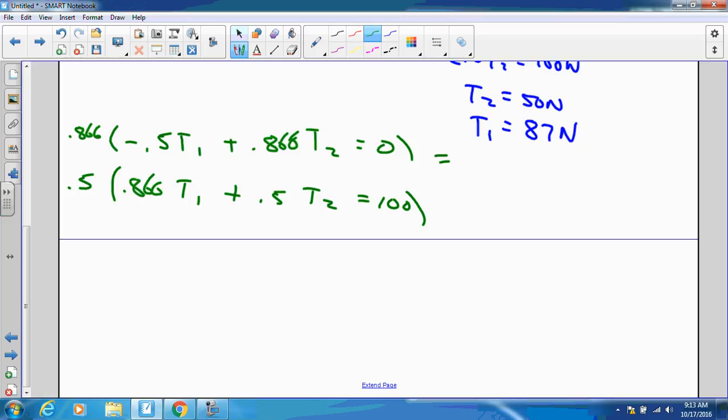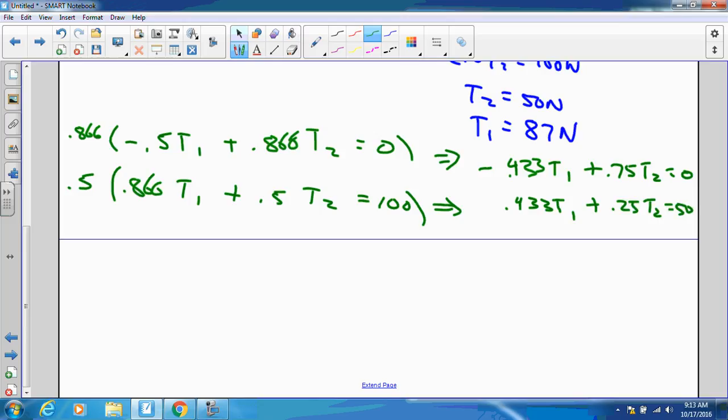Now when I do, here, 0.866 times 0.866, root 3 over 2 times root 3 over 2 is 3 over 4. And so I get negative 0.433 T1 plus 0.75 T2 equals 0. That is supposed to be an arrow. There we go. And here I get positive 0.433 T1 plus 0.25 T2 equals 50.